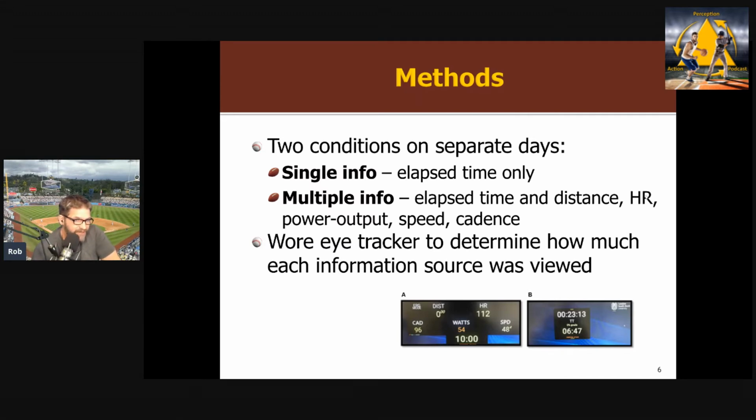They wore an eye tracker, which is one of the reasons I picked this study, that I think was over and above a lot of these other studies that have looked at this kind of topic. The cyclists wore an eye tracker so they could tell how much they were actually looking at each of these information sources, and that's why they spread it out in kind of that weird way instead of using a real device, right? A real power meter or something like that on the bike, right? So that's the basic design.